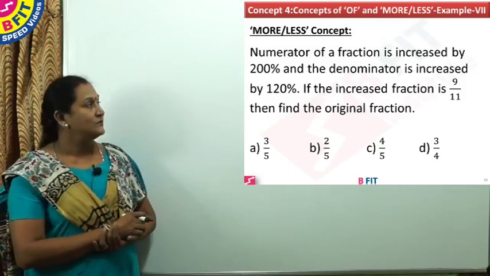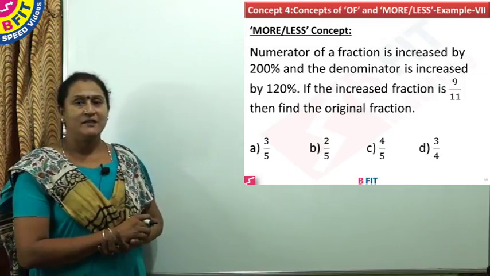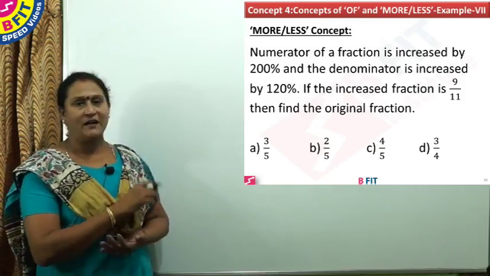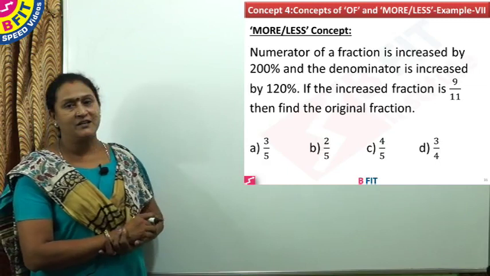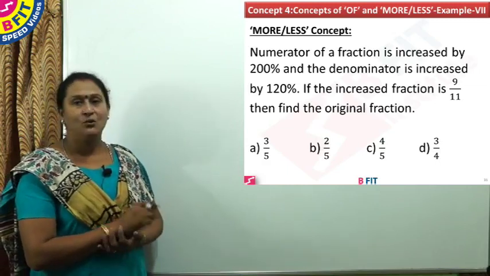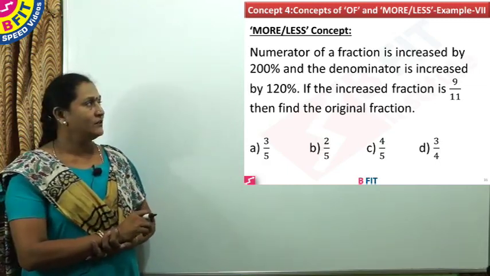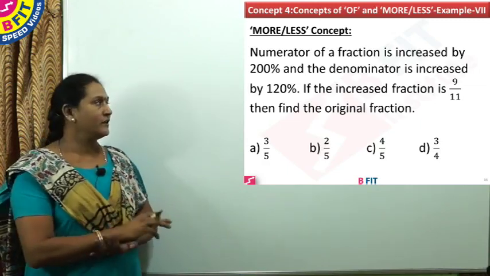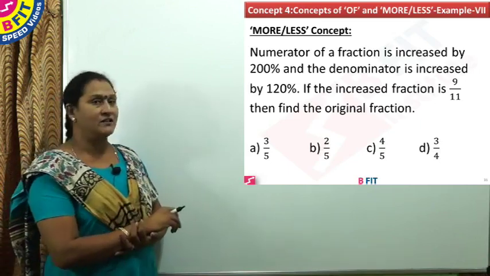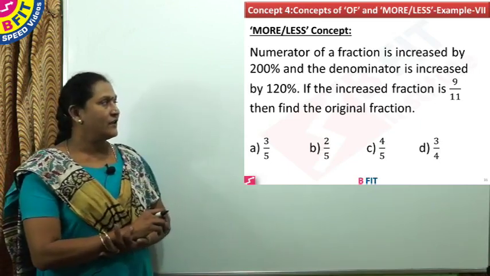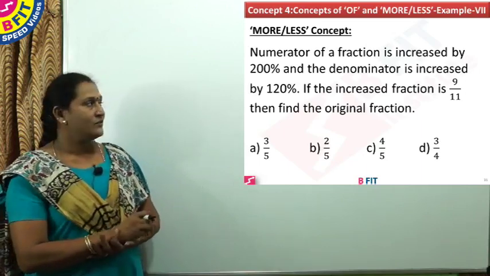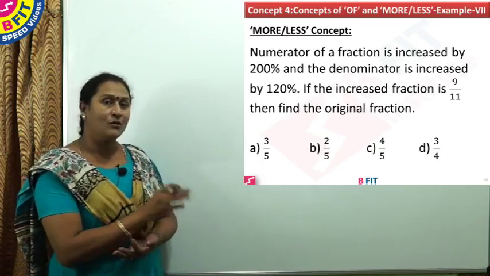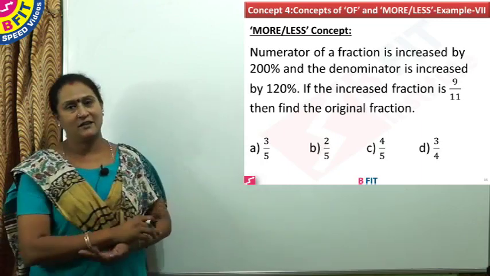So the question is, the numerator of a fraction is increased by 200% and the denominator is increased by 120%. If the increased fraction is 9 by 11, find the original fraction. So here, the numerator is increased by 200% and the denominator is also increased by 120%. The increased fraction is given as 9 by 11. So we are asked to find the original fraction. First we will see how to work it out using the short method, and then we will see elaborately how to arrive at the shortcut. So we will see the working.